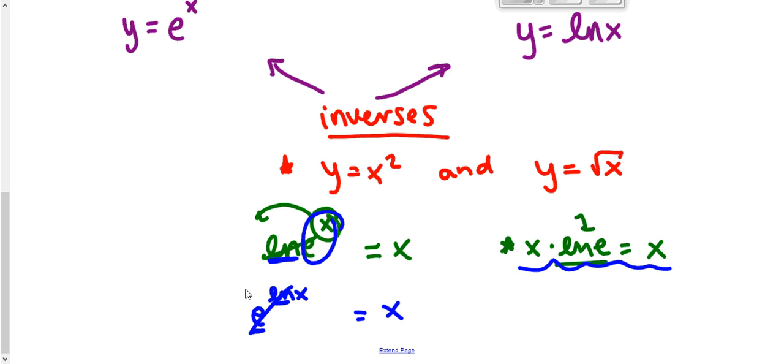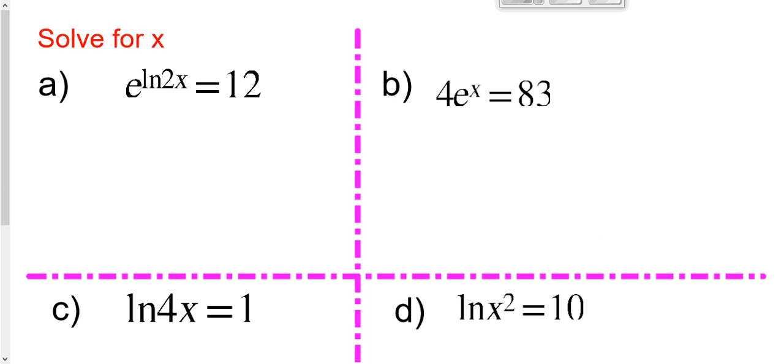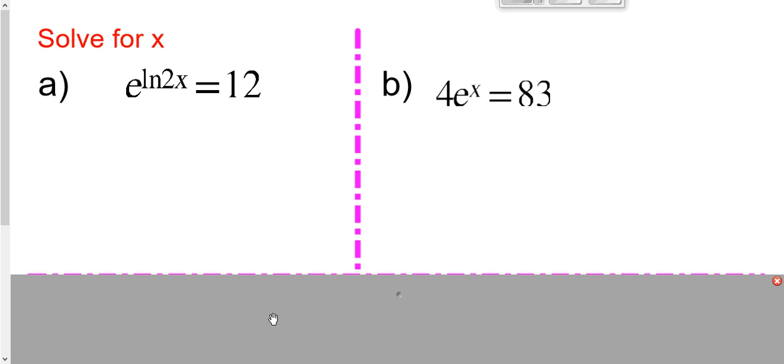So let's look at some equations to solve and make sure that we can do these. So A, e to the ln of 2x equals 12. If we want to solve this problem, they already have that e ln of x relationship in there. Basically, the e and the ln cancel, and we have 2x equals 12. Solve for x, divide by 2. And that would be our answer. That one is a little bit easier.